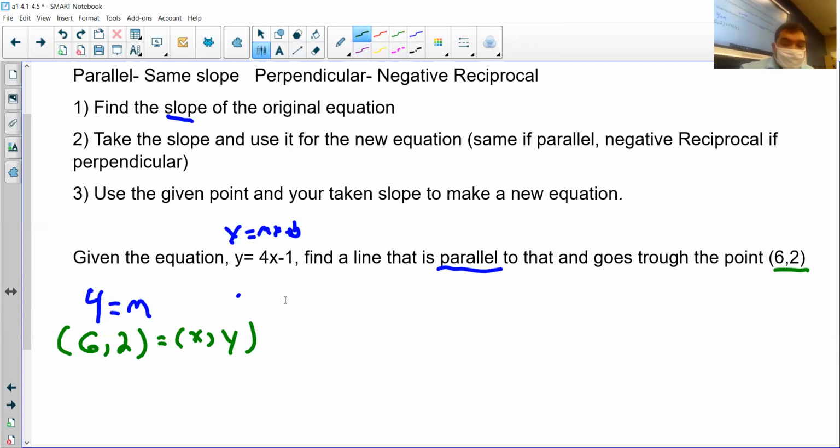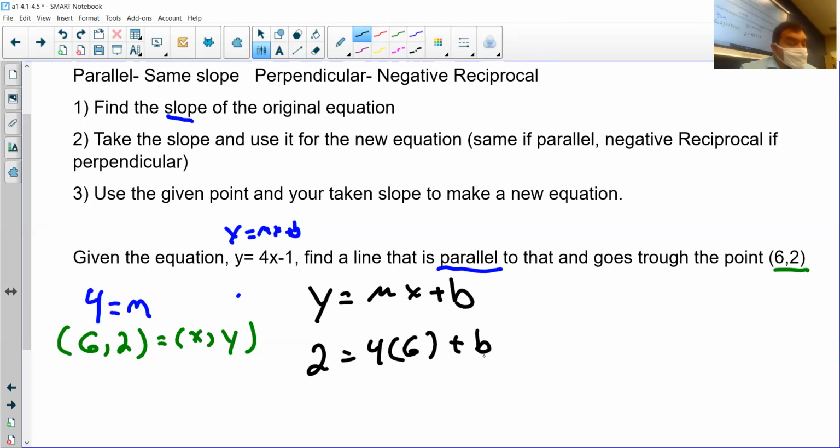So we're gonna do that. So it is y equals mx plus b. So we gotta find the new b. So it's going to be 2, the 2 is the y, equals 4, which is the m, times 6, which is the x, plus b. I don't know what b is.